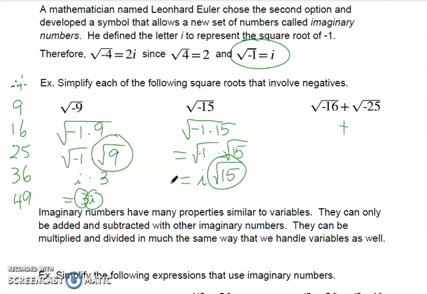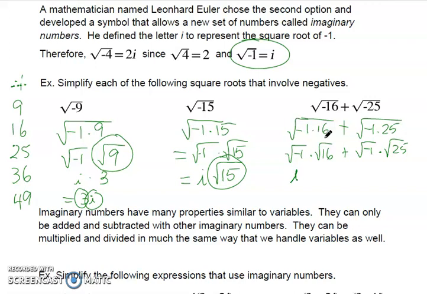In this next problem, we have the negative 16, so we're going to break that negative 16 down into two radicals. One's going to be the negative 1, and the second one's going to be the 16. So the negative 25, again, we're going to break that down into negative 1 times 25. So we're going to break that down also into two radicals. The square root of negative 1, that's i. And then we look at the 16. Is it a perfect square?